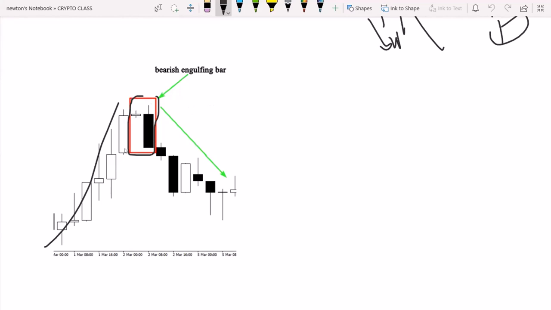So what does this tell us? This just tells us that, man, it is time for me to exit my long trade. Let's say I've been in this trade going up. So it is time for me to exit this long, take my profit at this point, and then look for a sell opportunity because of these patterns that actually formed here.